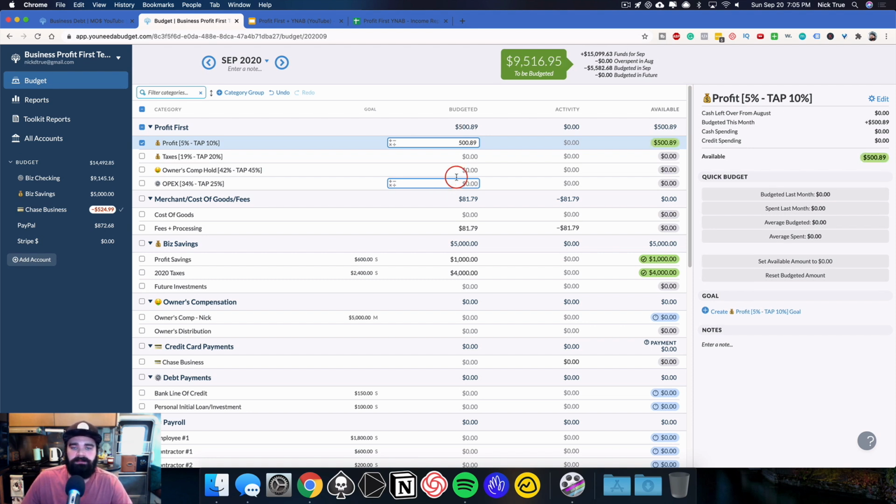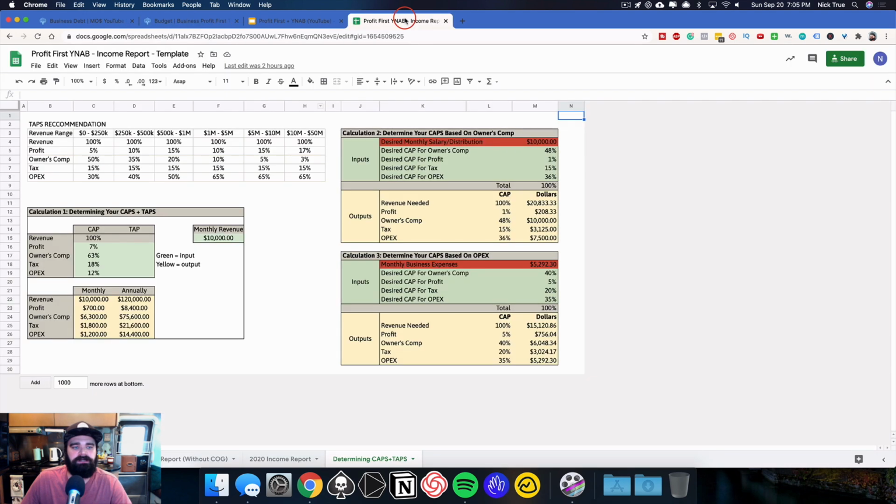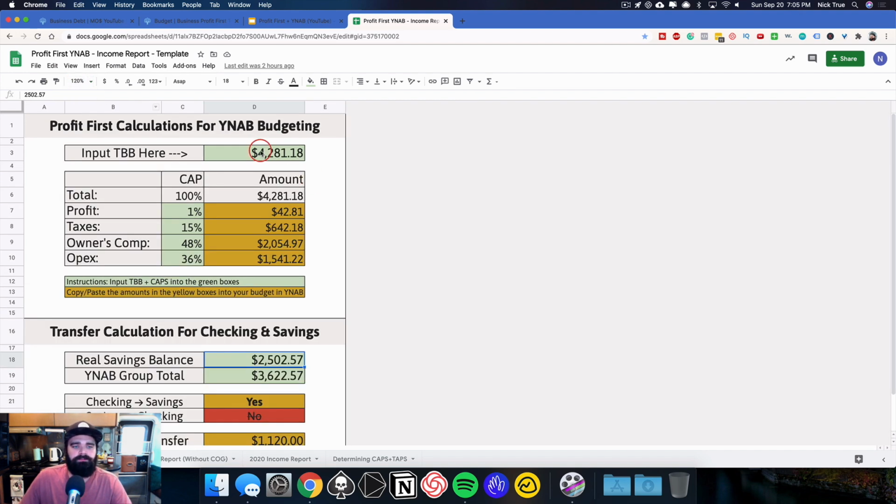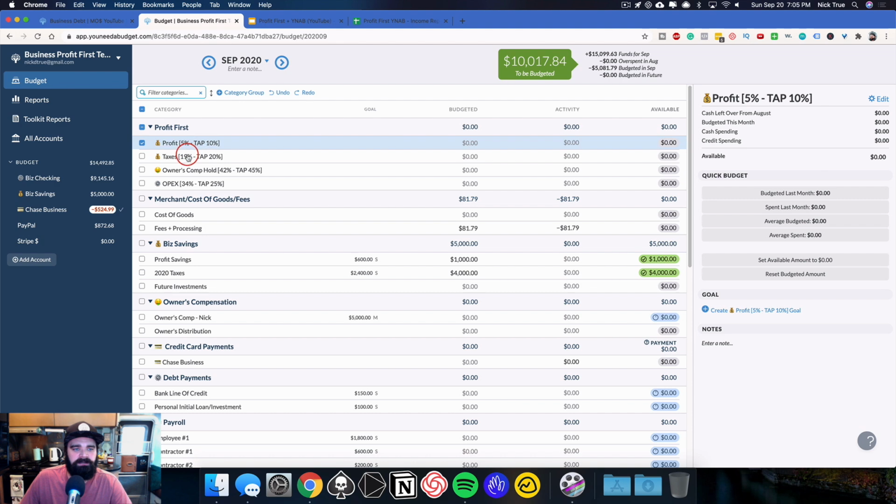Or, if you like, you can also use the spreadsheet that I've set up, our Profit First calculator. Let me zoom in here a little bit. Put your to be budgeted number right here. So I'm going to paste that number in. And then let's check. These green numbers are our inputs. So we've got 5, 19, 42, and 34.